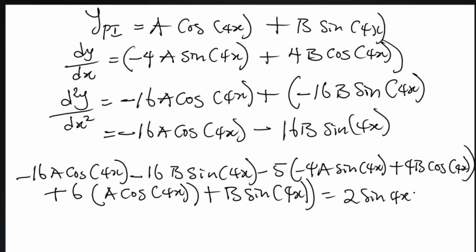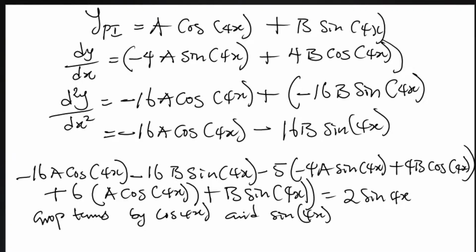So what you simply do is you simplify your right hand side, which is what you have here. Simplifying, we can collect like terms, and if we collect like terms, we can group terms by cos 4x and sine 4x. So we are grouping cos 4x one side, we are grouping sine 4x one side. Now if you do that, you simply have that what you have here will be minus 16a. This is having cos 4x. So you have minus 16a minus 20b plus 6a, and these are the values for cos 4x. Confirm that.